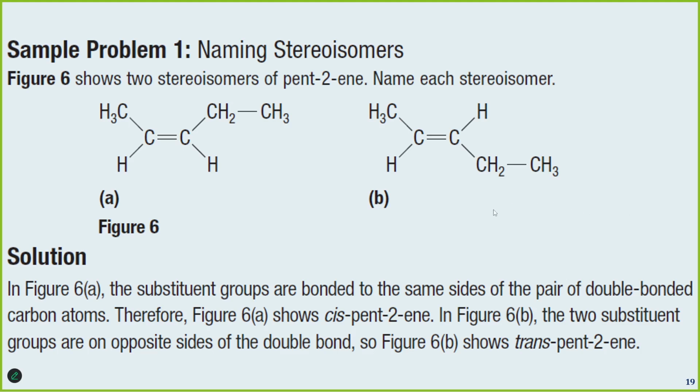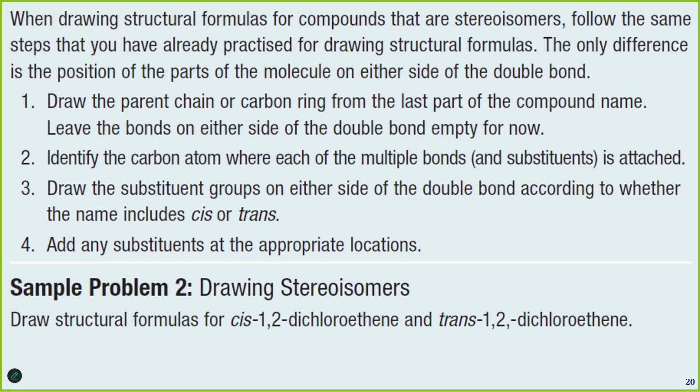Okay, and you should also make sure you are able to draw the structural formula given the name of the compound. When drawing structural formulas for compounds that are stereoisomers, follow the same steps that you have already practiced for drawing structural formulas. The only difference is the position of the part of the molecule on either side of the double bond. So we can simply follow these procedures here.